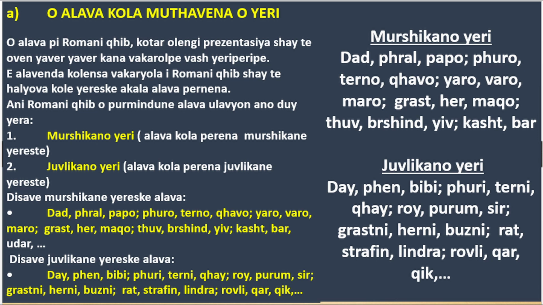Some words of masculine gender. Dad, father, phral, brother, papo, grandfather. Furo, old, turno, young, kuhavo, boy. Yaro, egg, varo, flour, maro, bread. Grassed, horse, her, donkey, mako, fish. Thav, wind, br shind, rain, yiv, snow. Kasht, wood, bar, stone, uda, door.